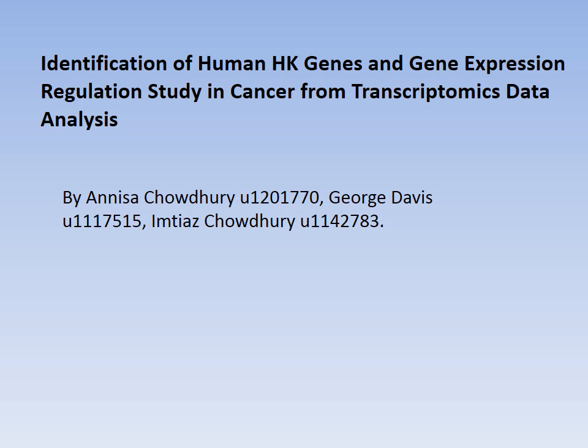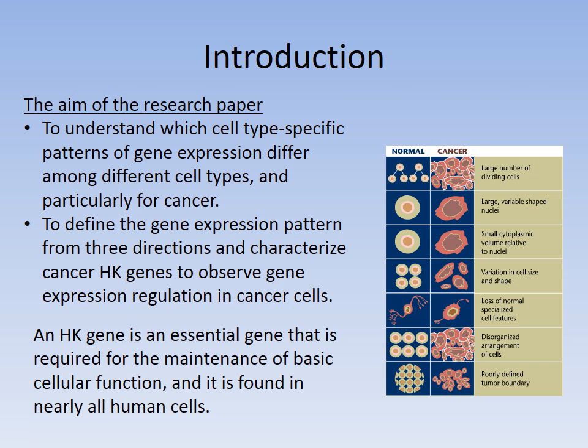Cancer from Transcriptomics Data Analysis. The research paper aimed to understand which cell type-specific patterns of gene expression differ among different cell types, and particularly for cancer. Also to define the gene expression pattern from 3 directions and categorize cancer HK genes to observe gene expression regulation in cancer cells.